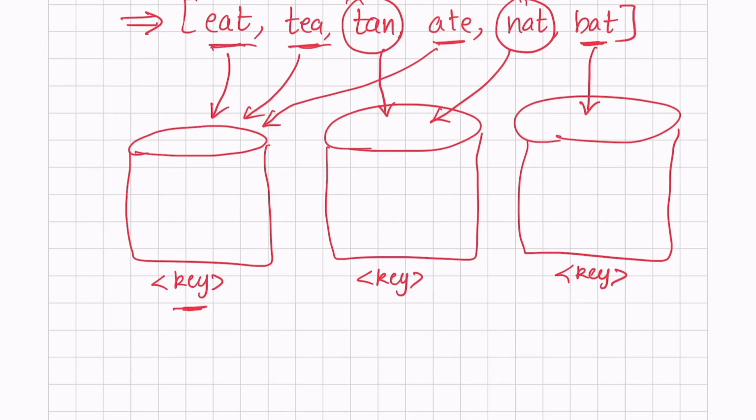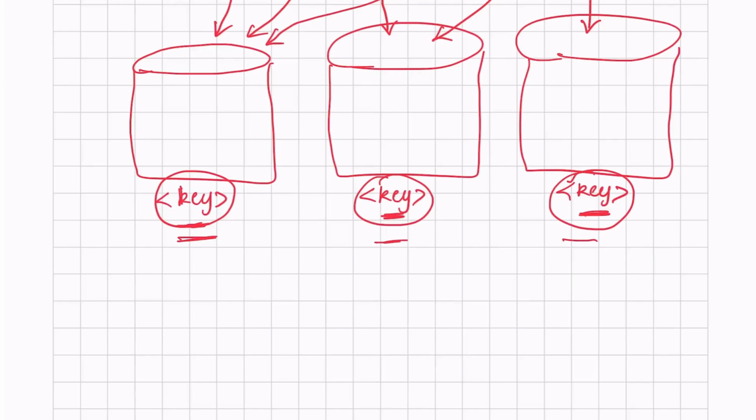In this case, eat, tea, and ate will have one key. Tan and nat will have their own key, and bat will have its own key, right? The secret to solving this problem lies in generating these keys, right? If you can figure out a way to generate these keys such that you can identify anagrams, I think you have solved it.